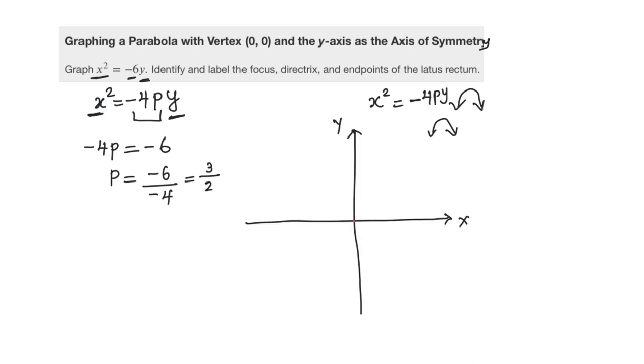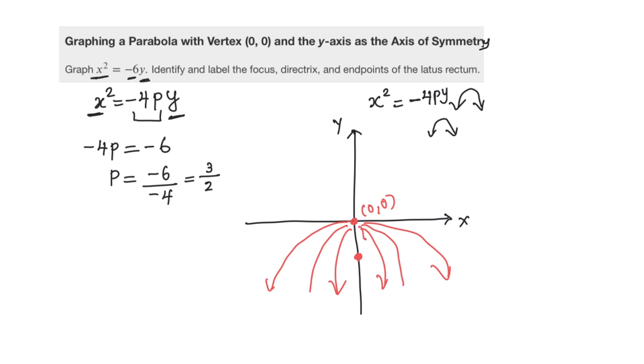We can start graphing. So vertex is at 0, 0. It's a parabola opening downwards. So if it opens downwards, the focus will be inside this. So the graph will be like that, right? We don't know how wide it is going. It could be like that or it could be narrow. We need to find that out. But the focus will be inside that.